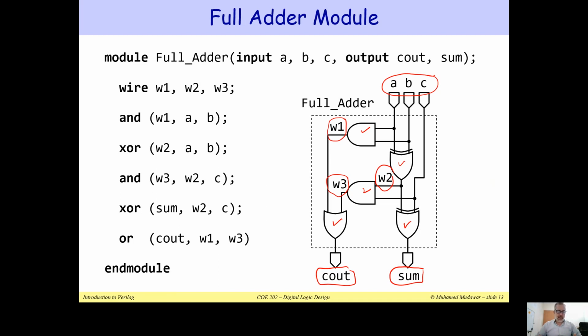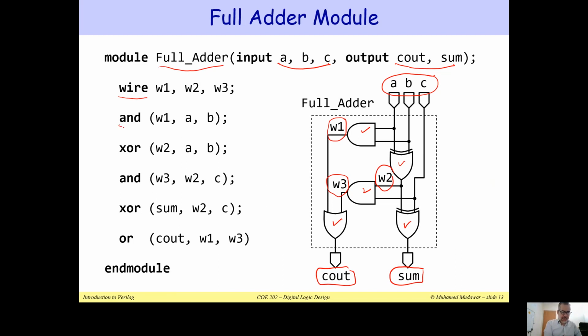I can easily model this in Verilog because we have the gates. So this is my module, which is called full adder. I have 3 inputs A, B, C, and I have 2 outputs C out and sum. So notice the syntax. Now the input and the output keywords appear in the port list. So I don't really define them inside the module. I define them between parentheses. I have to declare 3 wires. So this is my wire keyword because I need them in the gates. So I have 3 wires, W1, W2, W3.